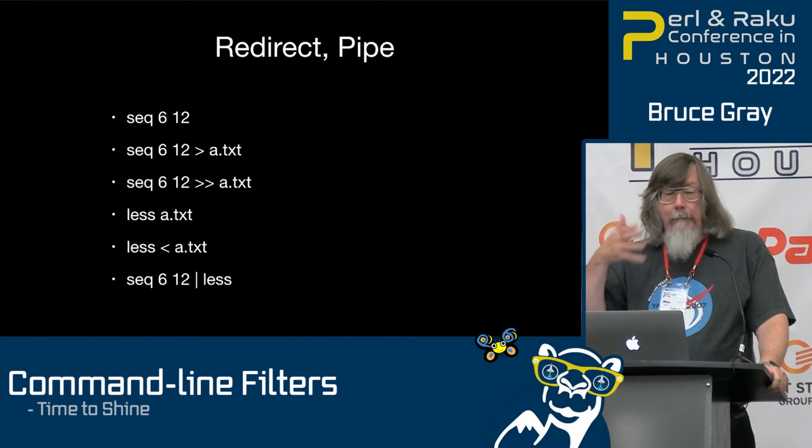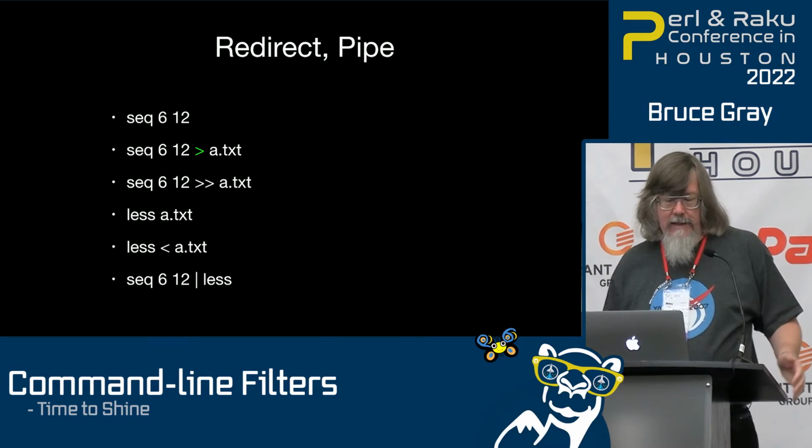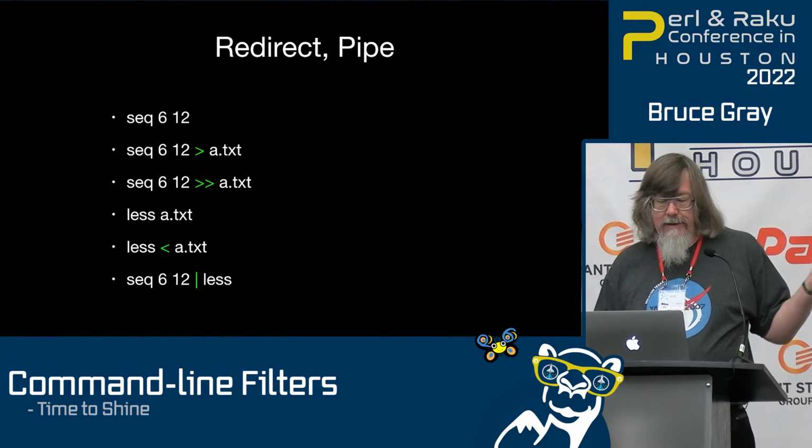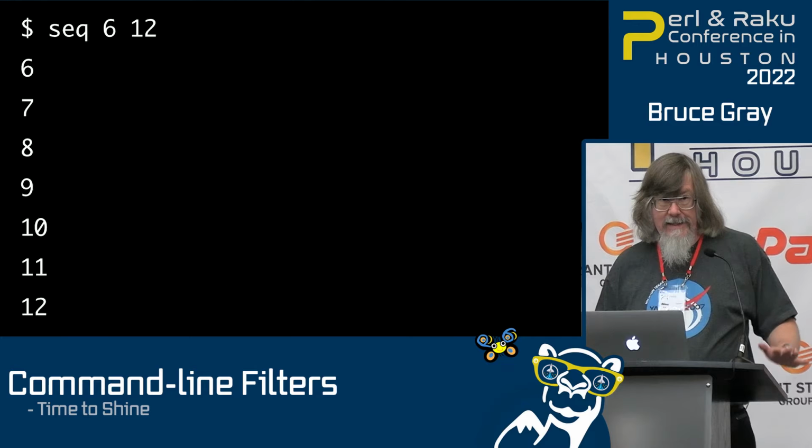Okay, the operators of redirecting are right angle, or the greater than symbol, double right angle, left angle, and the pipe operator is the vertical bar. Let's dig in.